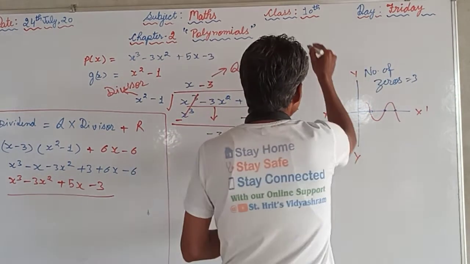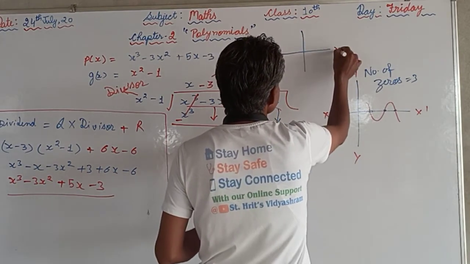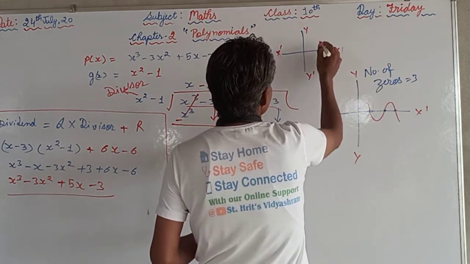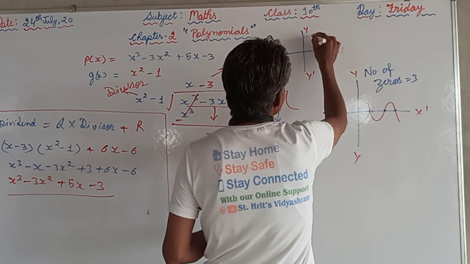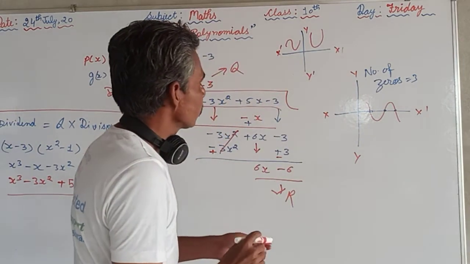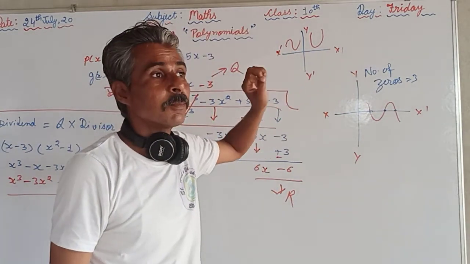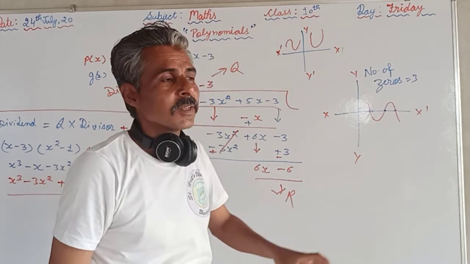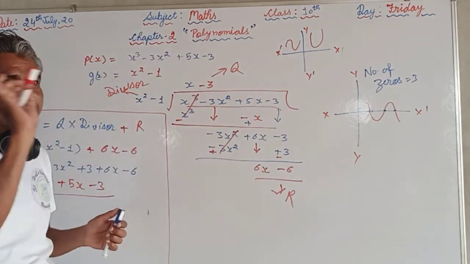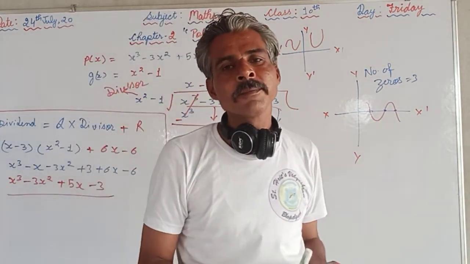And if the graph is like that, x-axis and y-axis, and if the graph is like this or like this, so it is not touching or intersecting the x-axis, so we will say the number of zeros will be 0. And if it is cutting at any number of points, then we can count those points, and that many zeros will be there of that given polynomial.